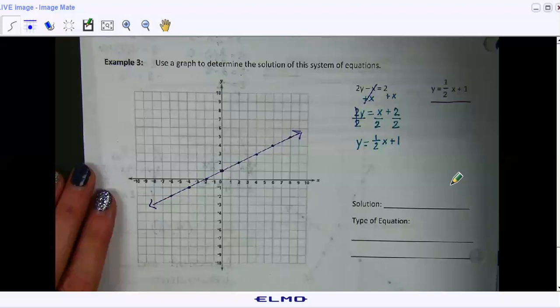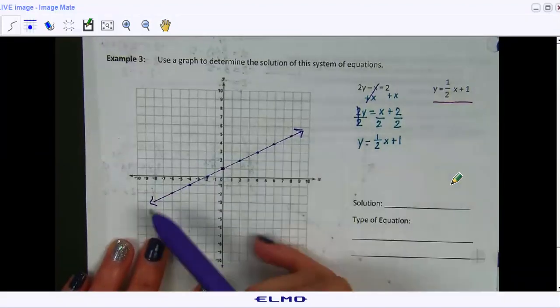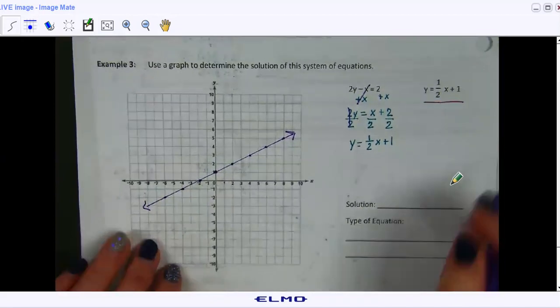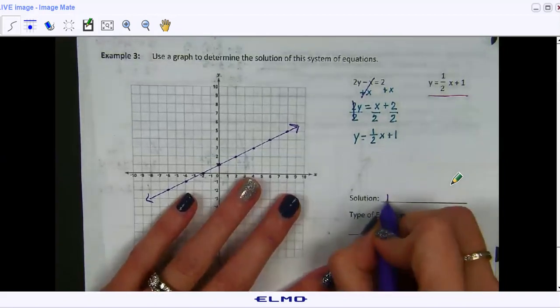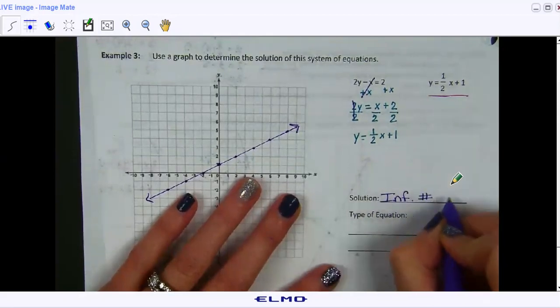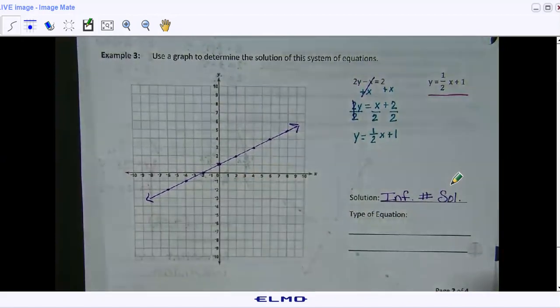Since our equations are the same, our lines are exactly the same, which means they share every single point. What is the solution? Go to the front page. Infinite. Infinite. And I'm going to abbreviate number of solutions. That's how I'm going to abbreviate it. And then what does it say our type of equation is?